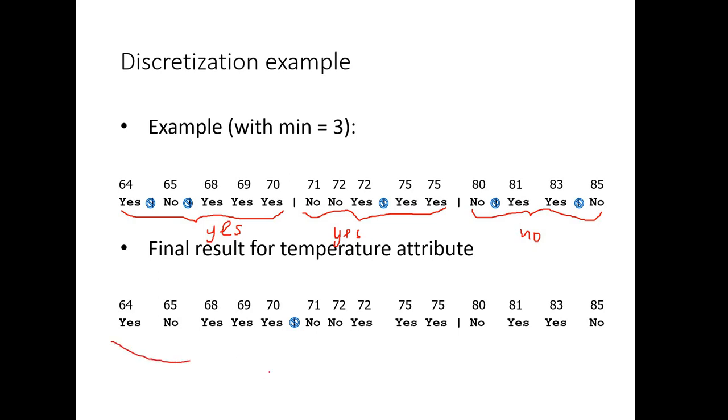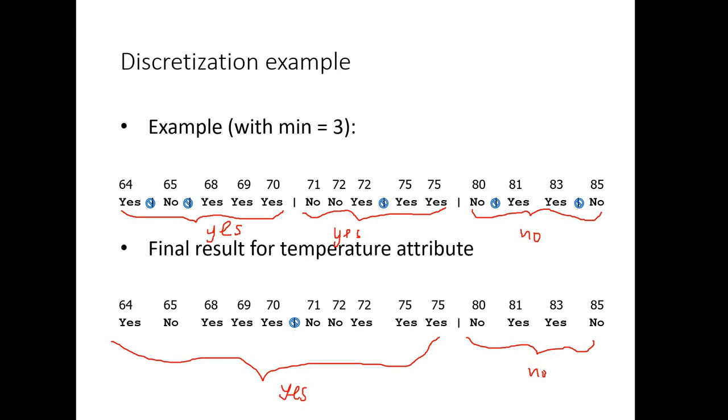Now, up to this point, we can get the majority as yes. And after that we can get the majority as no. So we end up with 2 intervals.